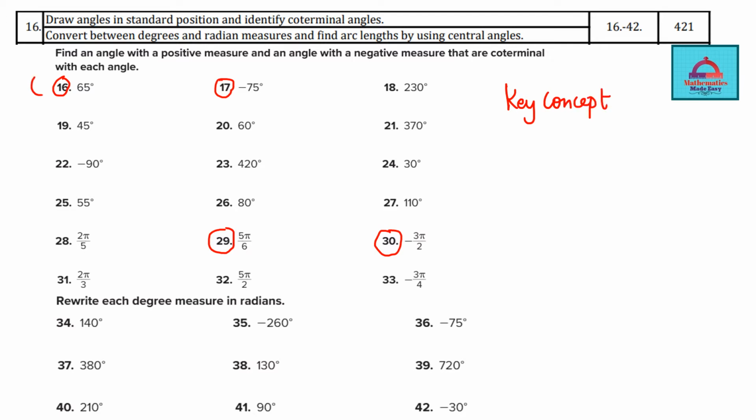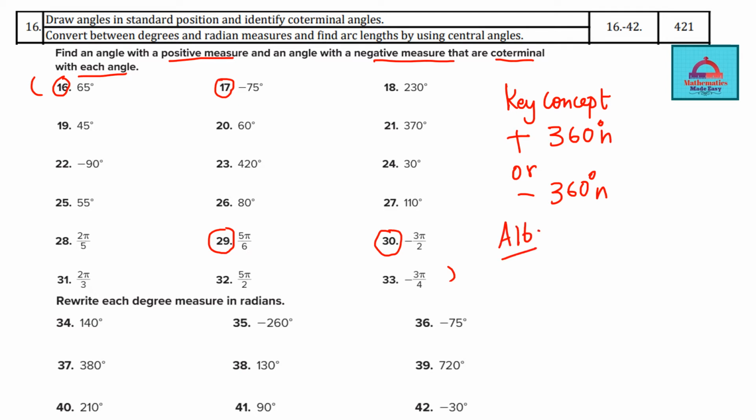for questions 16 to 33 is that in case you need to find a positive measure angle which is coterminal, and similarly for a negative measure angle which is coterminal, the concept is you add or you subtract a multiple of 360. So 360n, because it's a multiple, and this n can be any integer. Now since we need to find only one positive and one negative for each part, let's do one part out of it.